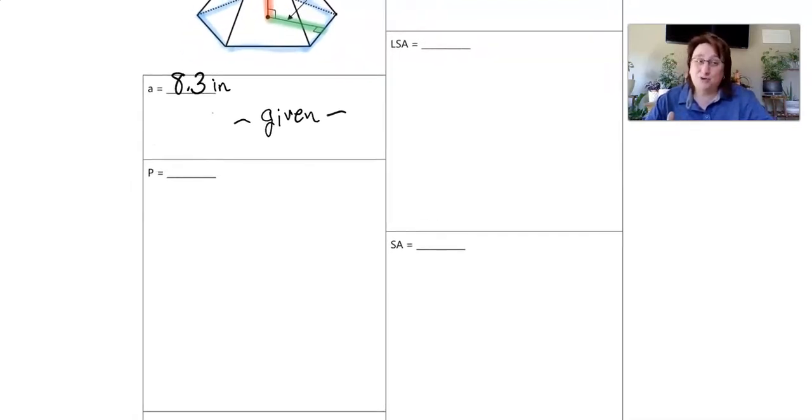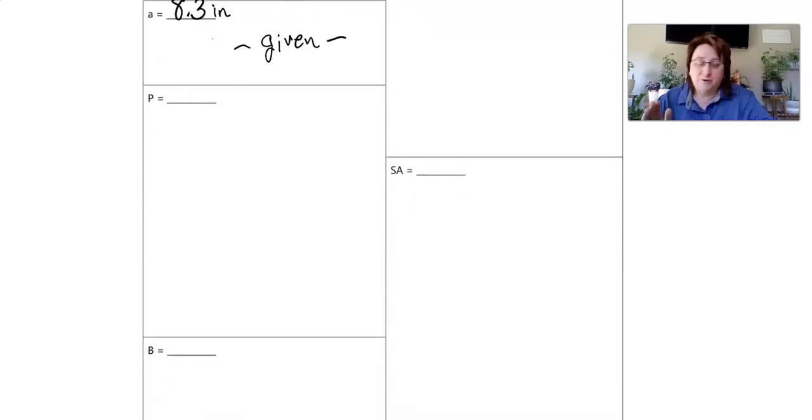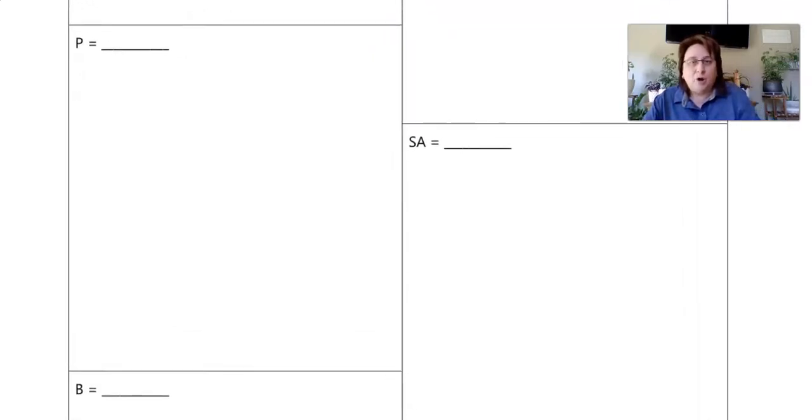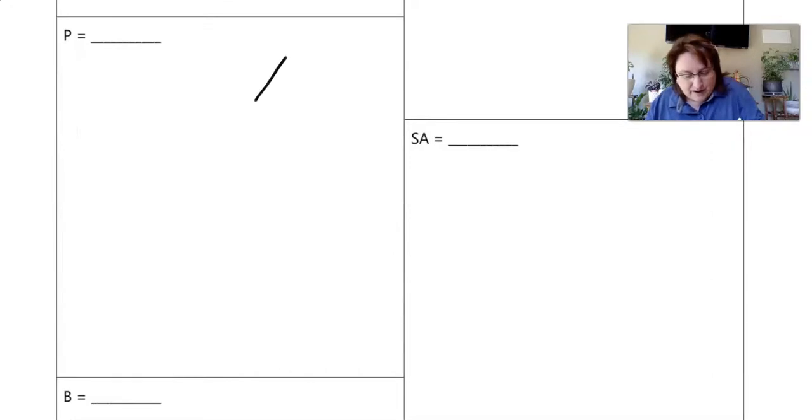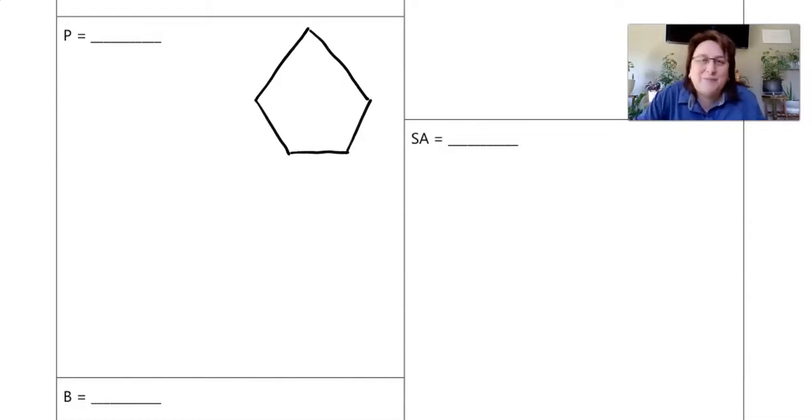Now, I'm going to attempt to draw this the best that I can. Guys, bear with me. All right, so I'm going to redraw our base. It's not exactly perfect, but it's there. Okay, so we have the pentagon. Now remember, we already know the apothem. The apothem goes from the center. It's perpendicular to the base. We already know that that is 8.3 inches.